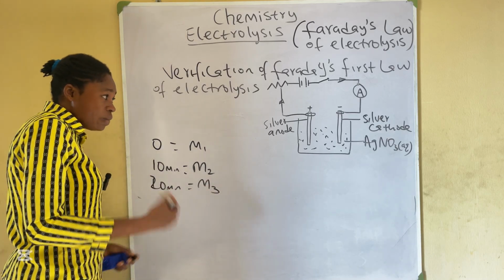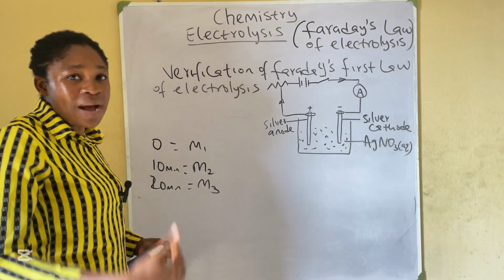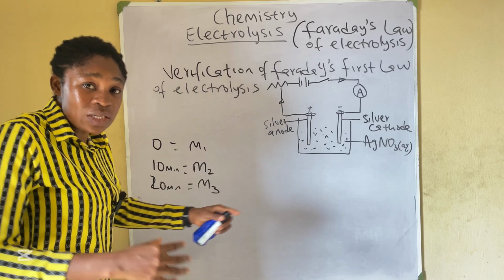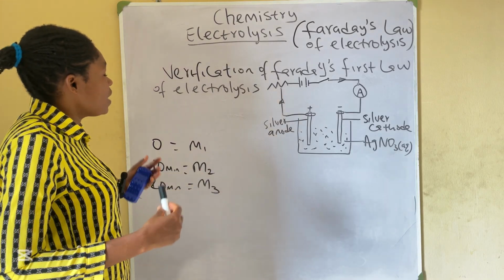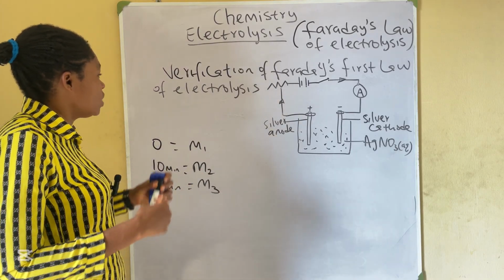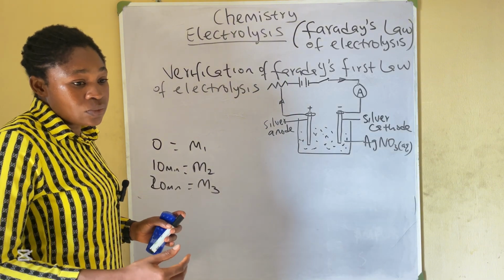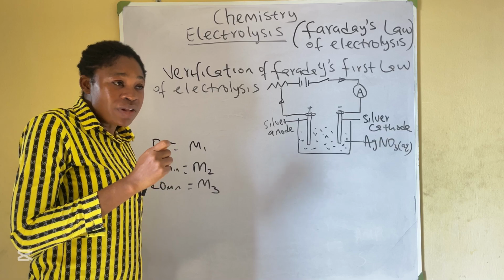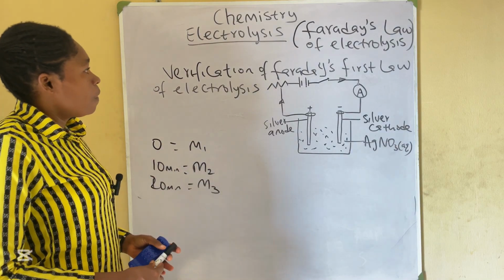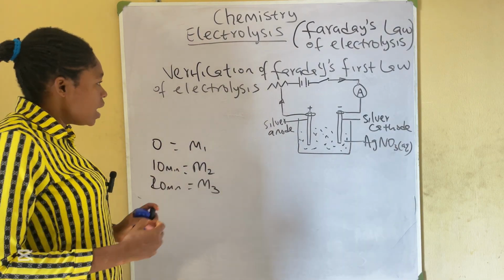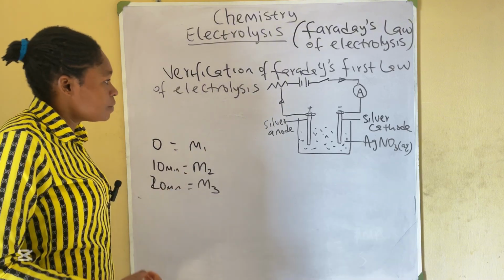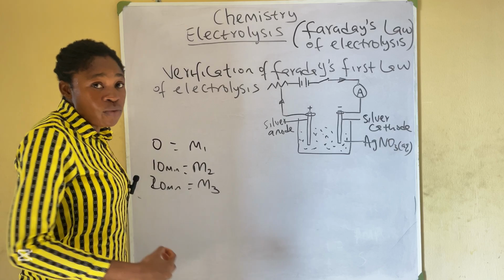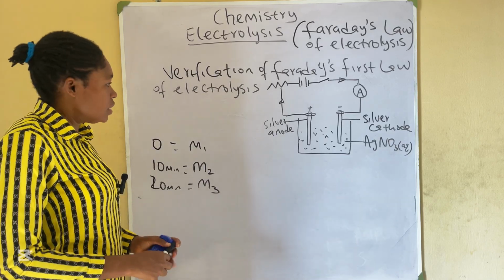You can do it up to 40 minutes. So you can see there must be an increase in mass as the time is increasing. The mass of the silver deposited will also increase. So Faraday's first law says that the mass of the substance deposited during electrolysis is directly proportional to the quantity of electricity passing through it, that is, the magnitude of the current and the time of flow of the current.